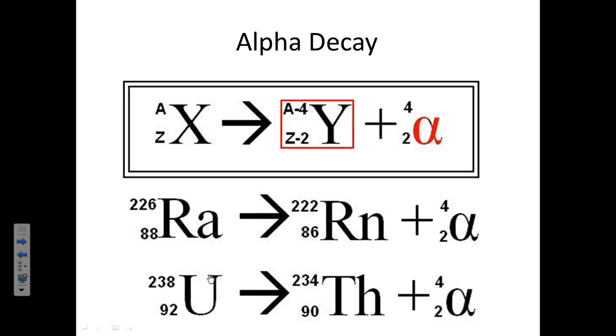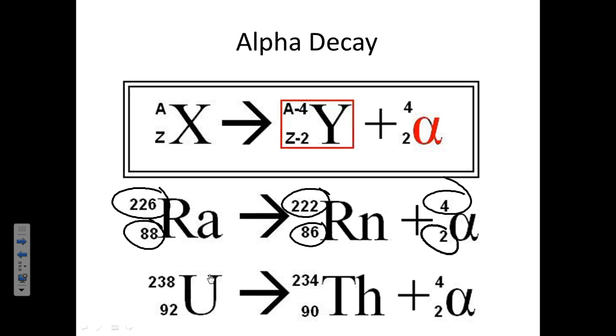This is called the nuclear equation. And the nice thing about these equations is that the numbers have to add up on both sides. If this is 226 right here, all the mass numbers over here have to add up to be 226. If the atomic number over here is 88, these have to add up to be 88.